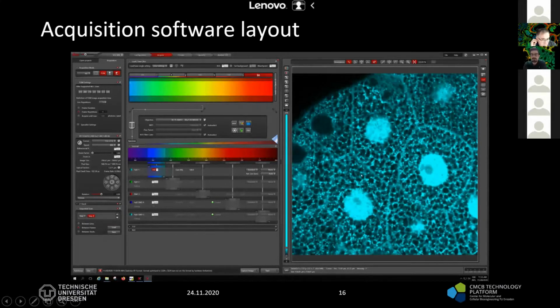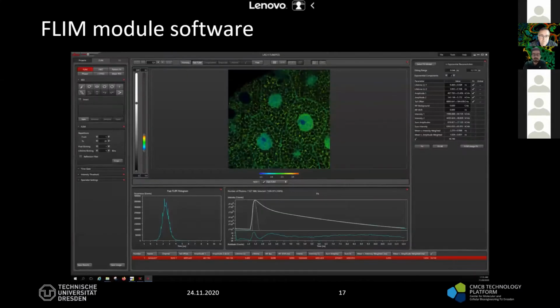On the right side, we see the live window. That's a multi-photon image that we see while we are acquiring the images. On the second screen, we see the FLIM module. It's also divided into 3 sections. On the left side, we have all the controls and indicators that we need to decide which kind of analysis we would like to do and how we would like to do that.